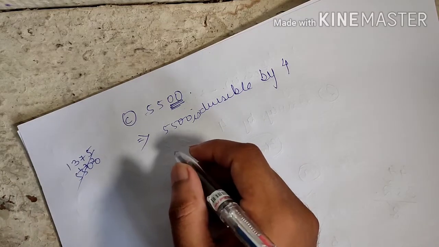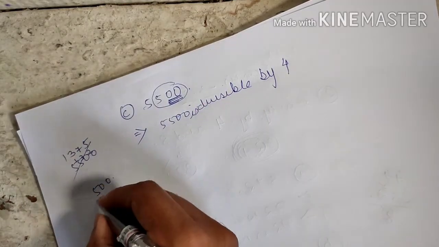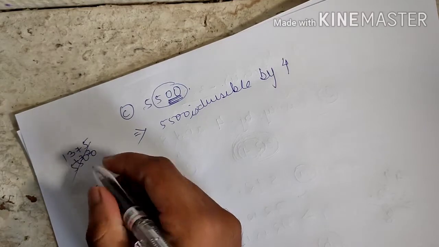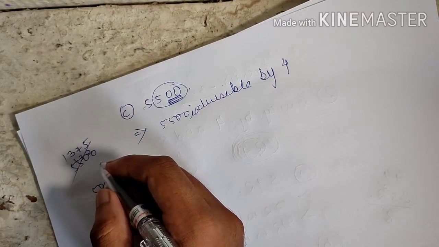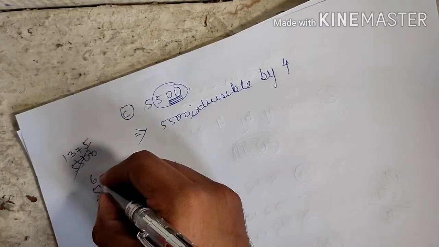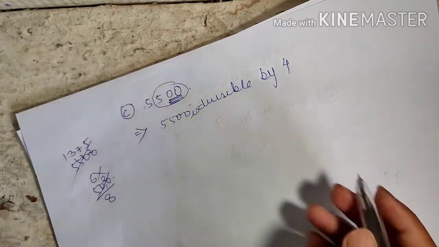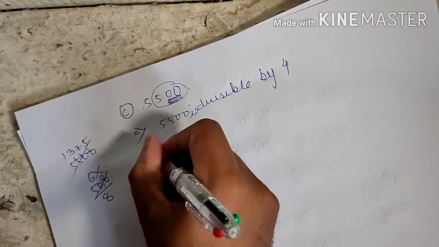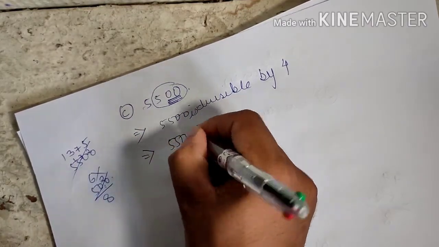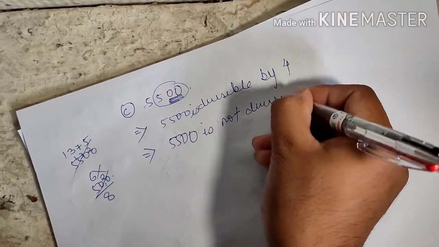Let's now see if the number is divisible by 8. So what you have to see, the last 3 digits. So is 500 divisible by 8? Let's see. 8 5s are 40, 8 6s are 48, and 2 goes here. So is 20 divisible by 8? No. So you can say that it is not perfectly divisible. So 5500 is not divisible by 8.